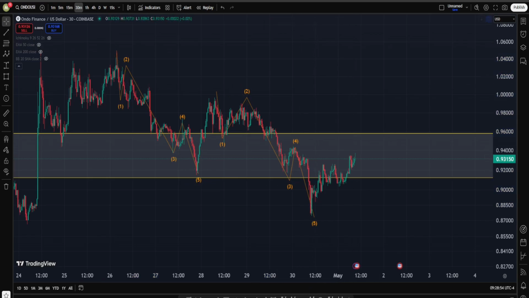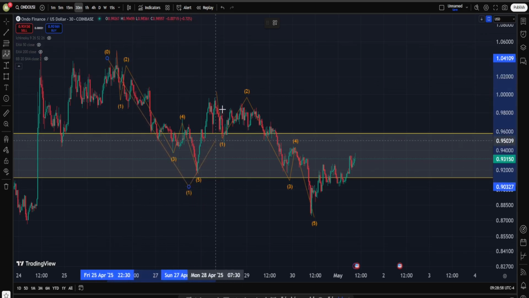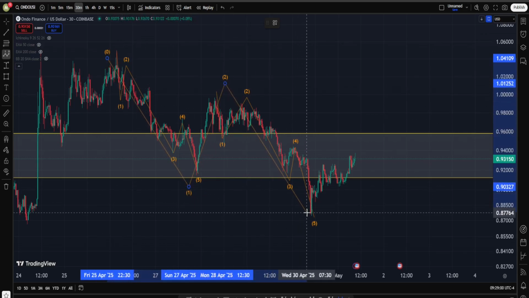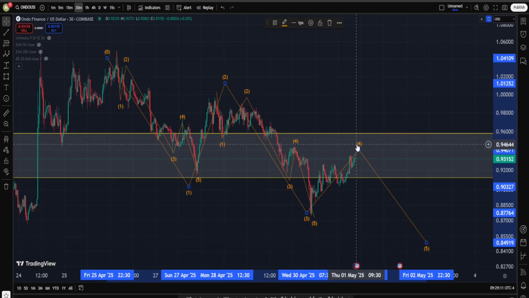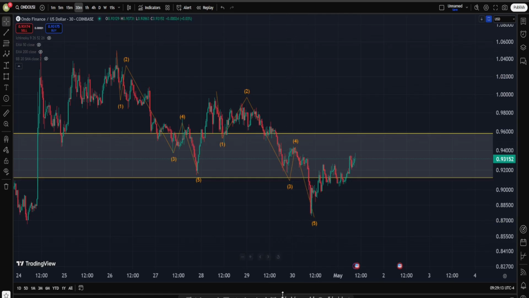On the other hand, if you want to be really pessimistic, I guess you can say this is 1, this is 2, big move down into wave 3, and maybe right now we are having a correction for 4, and after it we're going to get another move down into wave 5. The point that I'm trying to make is, what you want to see in ONDO in order to be optimistic in the short term is a move on the upside starting from the current point.